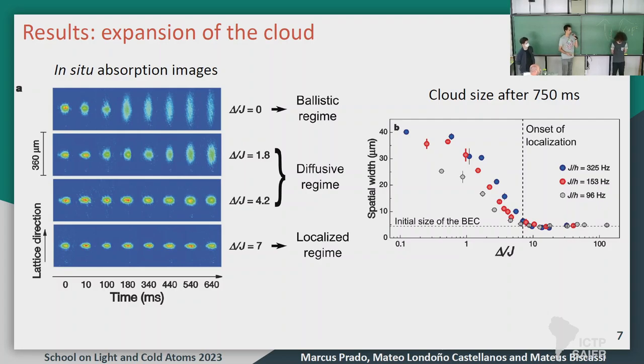So here we have the results of the experiments. The absorption images capture the evolution of the cloud as it expands. So we can really see different transport regimes, that is different dynamics, depending on the disorder strength. Qualitatively, the images confirm that above a certain amount of disorder, the expansion of the cloud is really suppressed, like in this image here. Quantitatively, if we compare the size of the wave packets at a fixed evolution time, we see that it keeps its initial size for large disorders. So this is strong evidence of the onset of localization that is induced by disorder, which is precisely the Anderson localization.